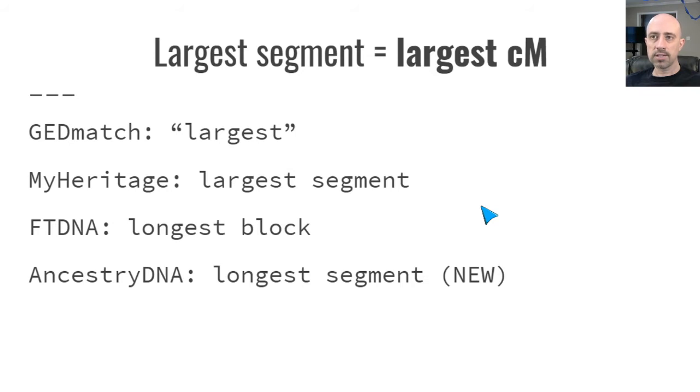GEDmatch simply uses the word largest. MyHeritage says largest segment. FamilyTree DNA says longest block. Ancestry DNA is new to this. Just a few weeks ago, they started telling us about the largest segment. It was pretty easy to find initially. There were so many questions about it after it first came out. They've kind of tucked it away and they've hidden it, but it's still there.